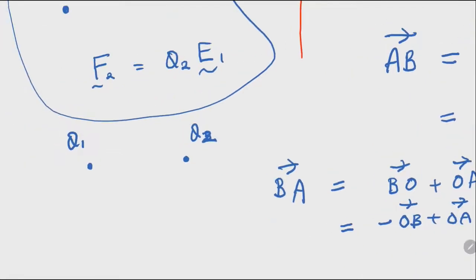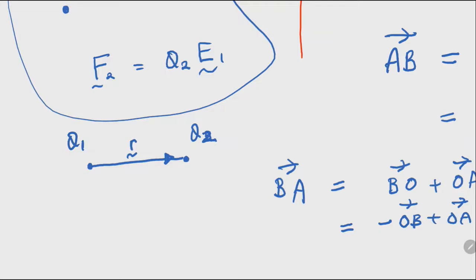Okay, so I have 1 and 2. We always define the directions from 1 pointing to 2. But it's not wrong to do it the other way around as long as you know what you're doing. You have to be consistent.